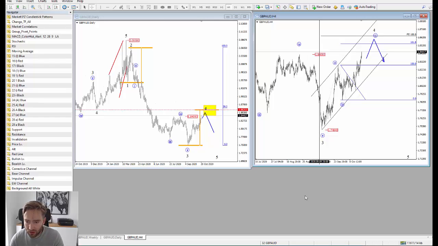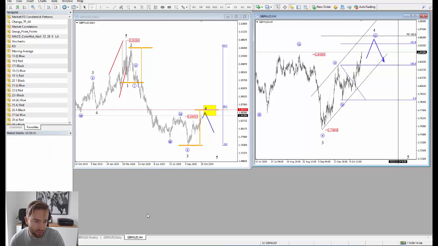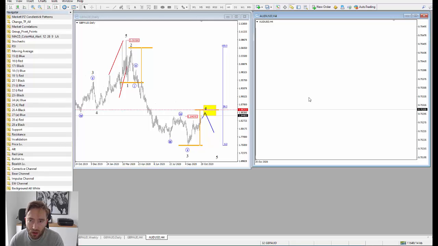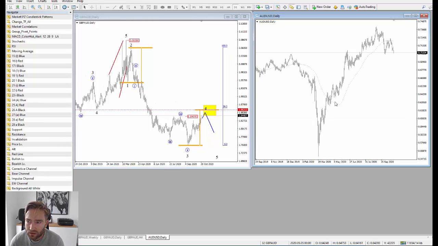So since I mentioned also the Aussie, let me bring the Aussie dollar chart on. So you can actually see here that we rallied very nicely and very sharply away from March lows. This looks like an impulsive reaction, and now we are making a counter trend movement.